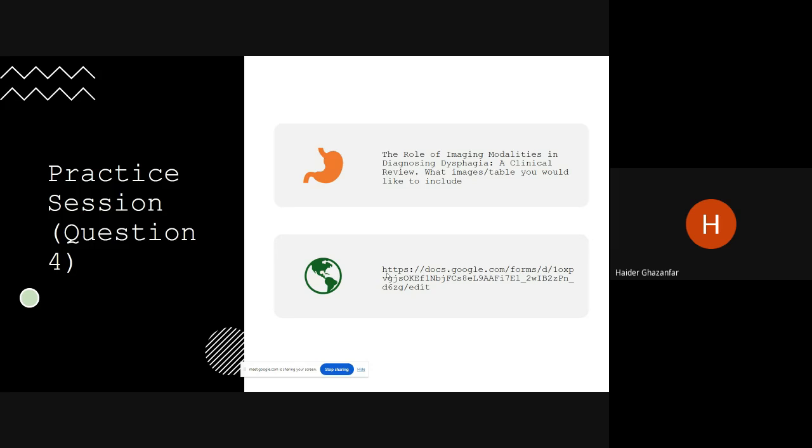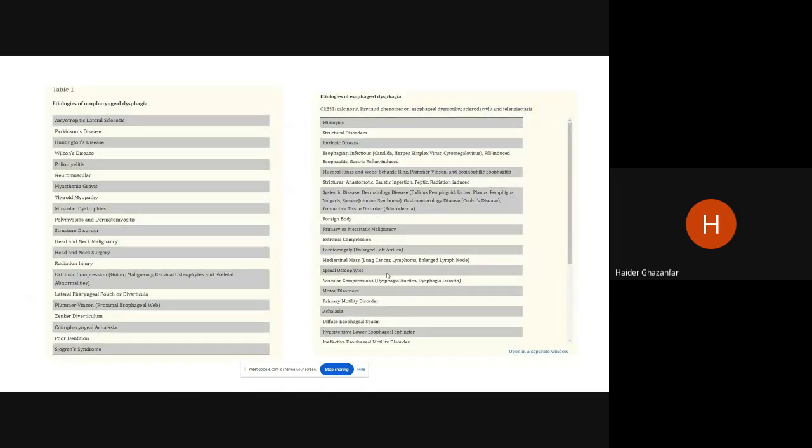This was one of the review articles I wrote during my fellowship or residency, and it basically included tables. The first table was the etiology for oropharyngeal dysphagia, and the second part of the table addressed the etiology for esophageal dysphagia. So we made two different tables, and we summarized all the possible etiologies of the two different types of dysphagia.